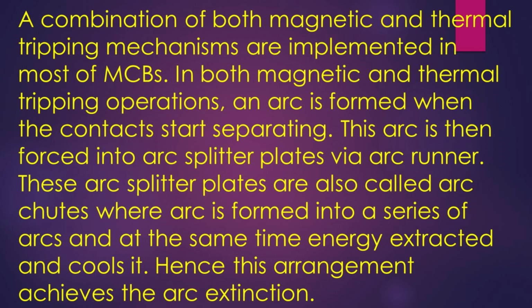A combination of both magnetic and thermal tripping mechanisms is implemented in most MCBs. In both magnetic and thermal tripping operations, an arc is formed when the contacts start separating. This arc is then forced into arc splitter plates via the arc runner. These arc splitter plates are also called arc chutes, where the arc is split into a series of arcs and at the same time energy is extracted and it cools. Hence this arrangement achieves arc extinction.